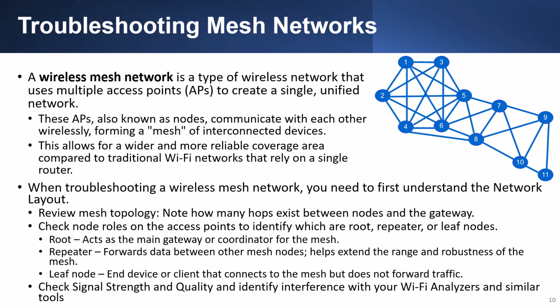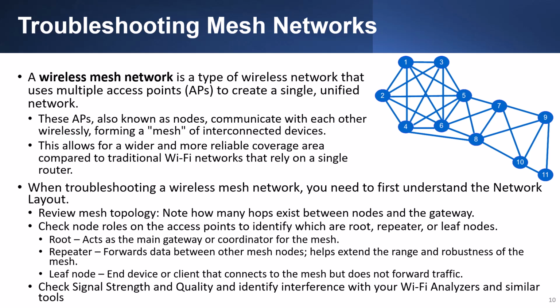A wireless mesh network is a type of wireless network that uses multiple access points to create a single unified network. These APs, also known as nodes, communicate with each other wirelessly, forming a mesh of interconnected devices. This allows for a wider and more reliable coverage area compared to traditional Wi-Fi networks that rely on a single router. When troubleshooting a wireless mesh network, you need to first understand the network layout.